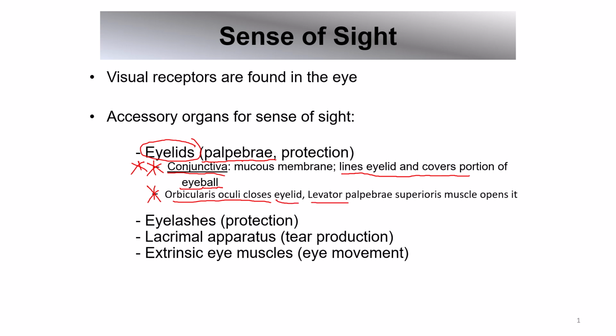And levator palpebrae superioris muscle opens the eyelid. We also have eyelashes. Those are also for protection. We're going to go over how tears are produced by lacrimal apparatus, the gland. And we also have eye muscles.